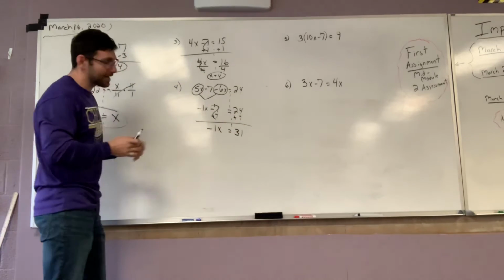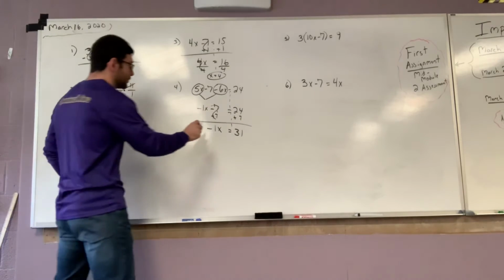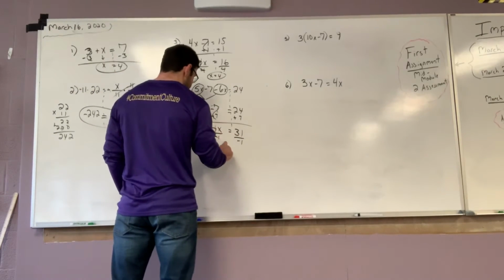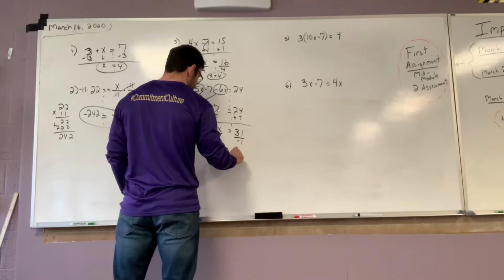We're not done. My x isn't isolated. It has a negative with it, so we divide by a negative 1. That leaves me with x equals positive divided by a negative is negative 31.